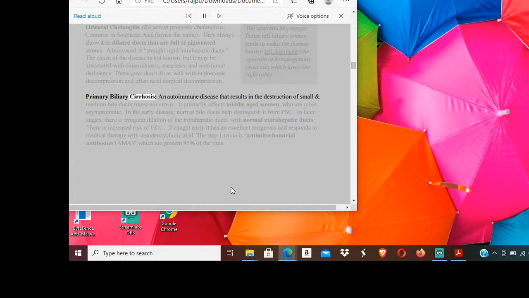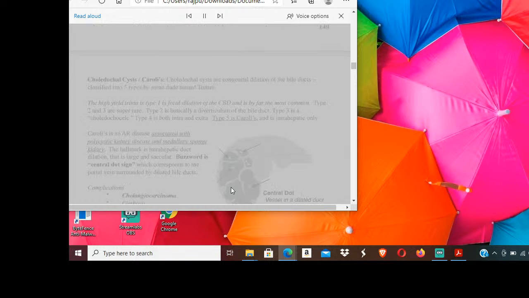Primary biliary cirrhosis, an autoimmune disease that results in the destruction of small and medium bile ducts, intra not extra. It primarily affects middle-aged women, who are often asymptomatic. In the early disease, normal bile ducts help distinguish it from PSC. In later stages, there is irregular dilation of the intrahepatic ducts, with normal extrahepatic ducts. There is increased risk of HCC. If caught early, it has an excellent prognosis and responds to medical therapy with ursodeoxycholic acid. The step 1 trivia is antimitochondrial antibodies, AMA, which are present 95% of the time.